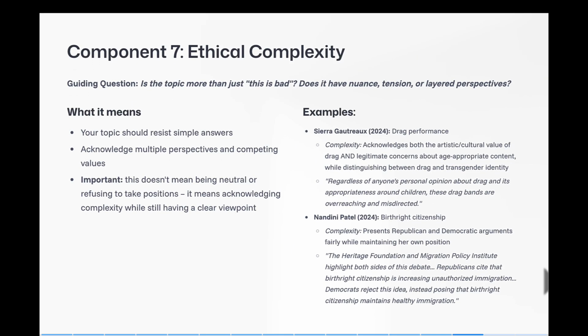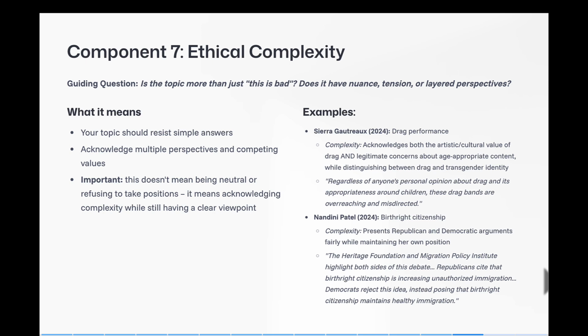Final component is ethical complexity. The guiding question here is, is the topic more than just "this is bad"? Does it have nuance, tension, or layered perspectives? And this really pairs with the component I was talking about before in terms of moral stakes. One of the dangers I see students do is they just pick a topic and they're just like, well, I've developed so many implications, but all of your implications just point to one overwhelming conclusion. It's like, look, this thing is really bad.